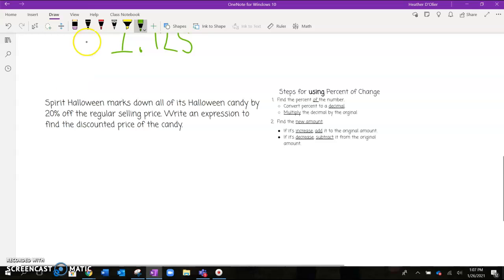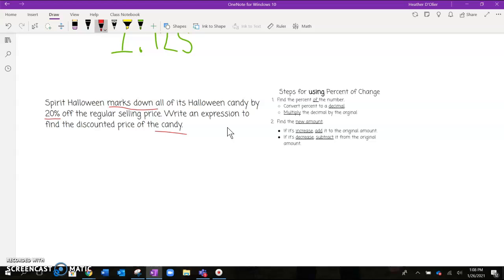So Spirit Halloween marks down all of its Halloween candy by 20% off the regular selling price. Okay, so I'm gonna underline marks down already. So this is a sale. Oh, probably Halloween's over. They need to get rid of the candy. So they do this by 20% off the regular selling price. Write an expression to find the discounted price of the candy.